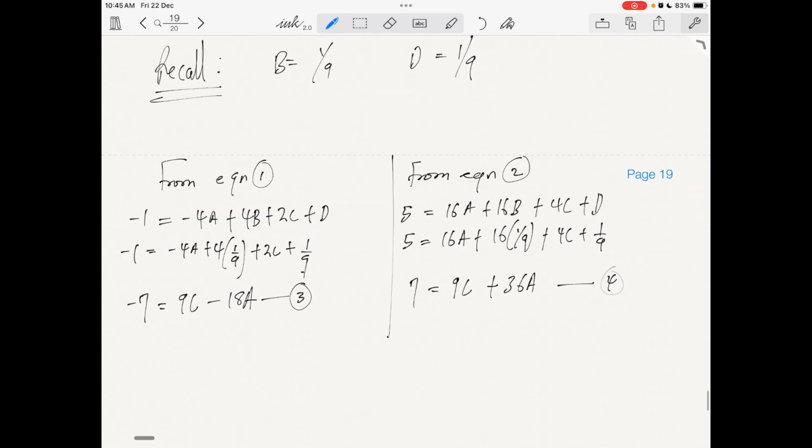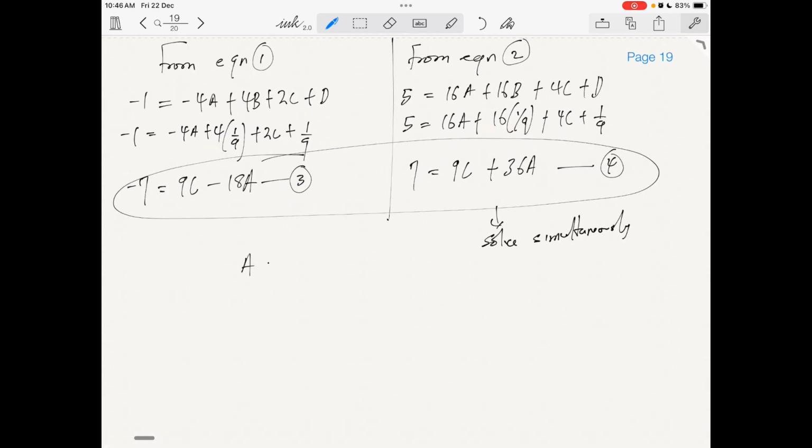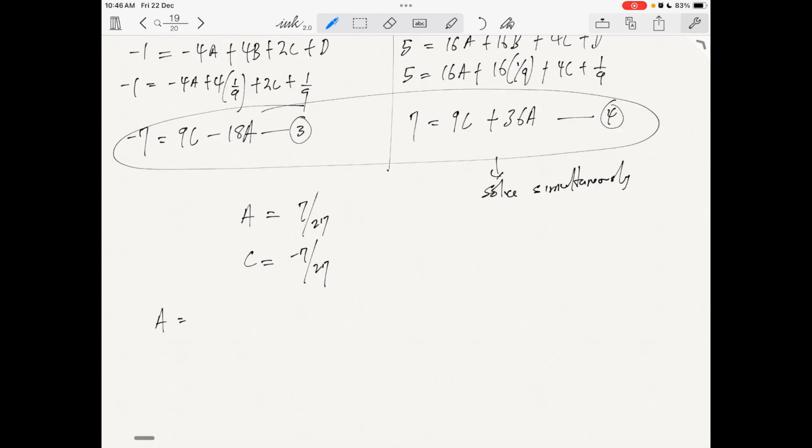Now we can solve equations 3 and 4 simultaneously. If you have a calculator, you just plug it in. And when you plug it in, we'll have that our a is equal to 7 over 27 and our c, sorry, is equal to minus 7 over 27. So in conclusion, our a is 7 over 27, our b is 1 over 9, our c is minus 7 over 27, and our d is also 1 over 9.